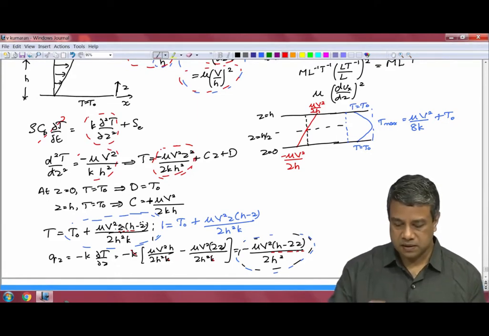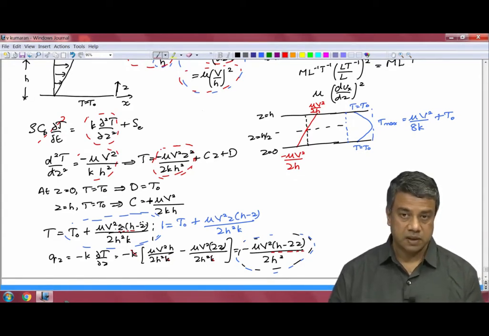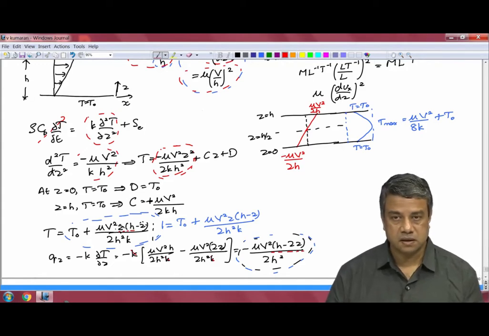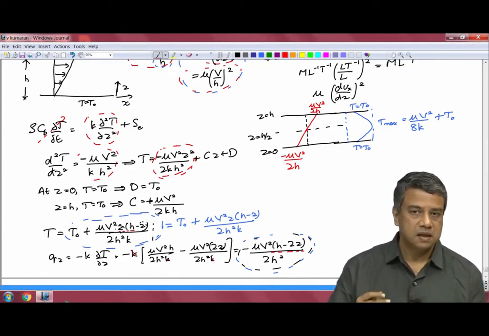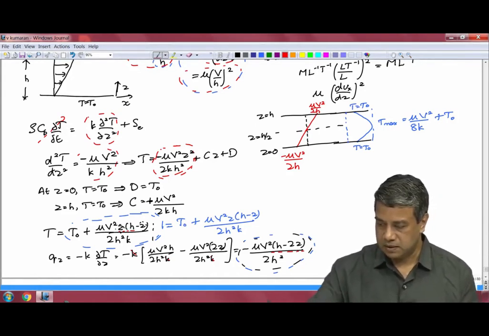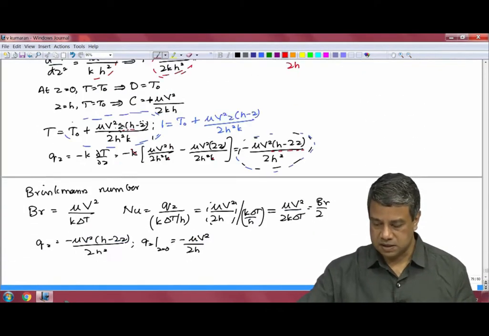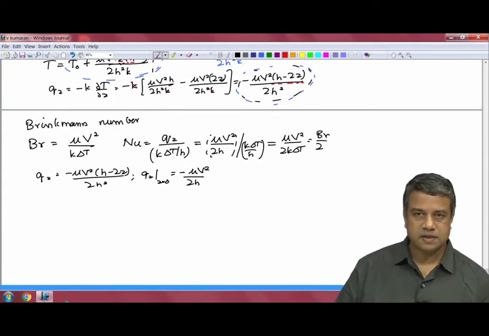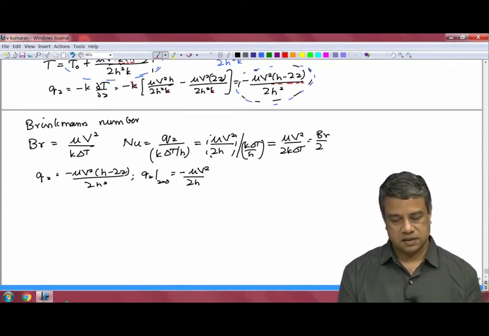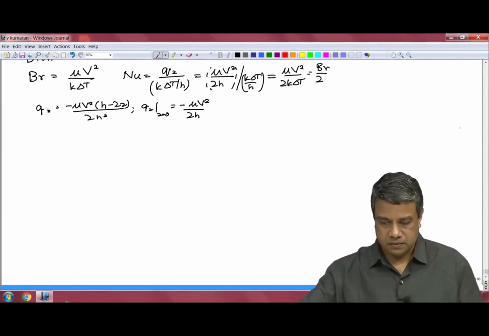Integrate the flux once again to get the temperature profile. In this case, the temperature is a quadratic function, parabolic. It is a maximum in the center and decreases to the wall temperature at the two walls. We had calculated this maximum temperature as well. And from the flux we got the Nusselt number, which was related to the Brinkmann number in this case, where the flux is the average flux at the wall.